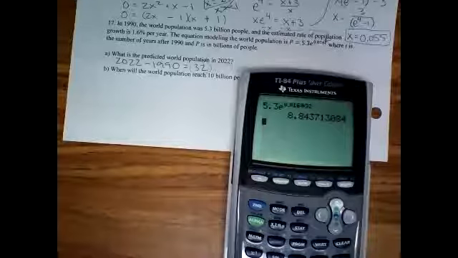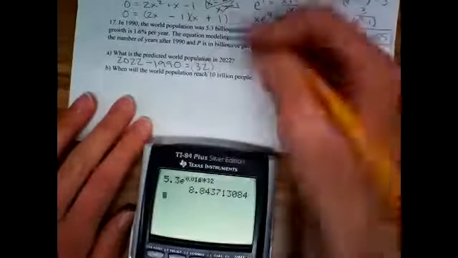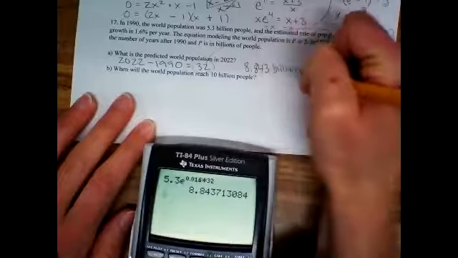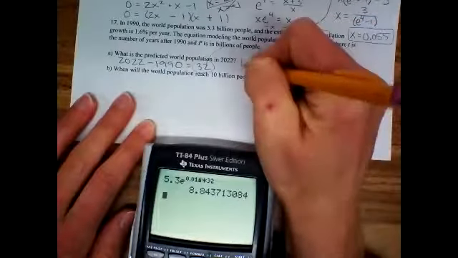8.843. Okay, so this estimation is off. All right. That's 8.843 billion people. Good. You always have to put units if it's a word problem.